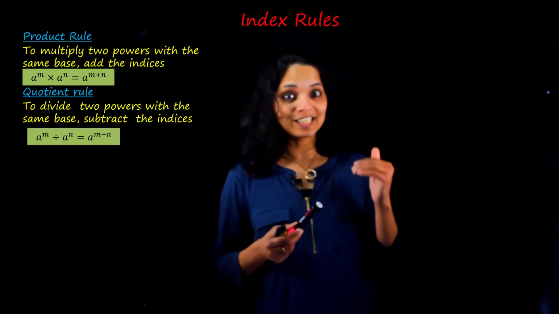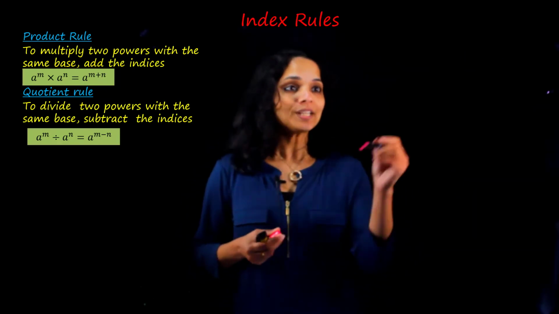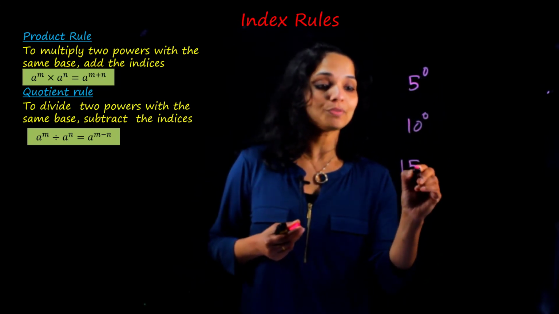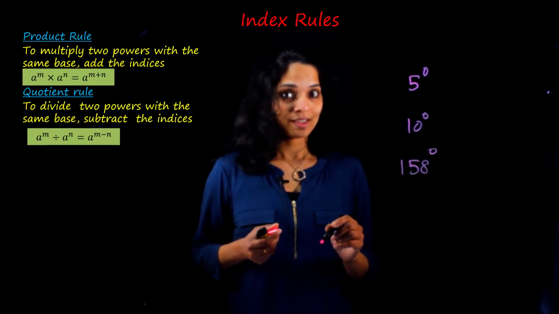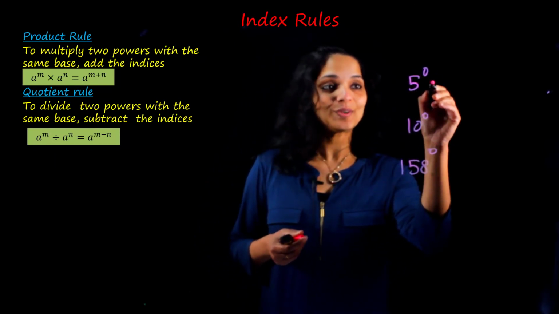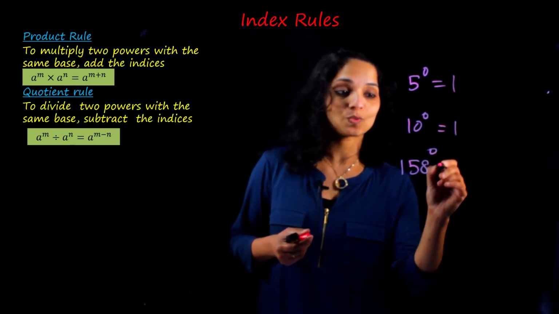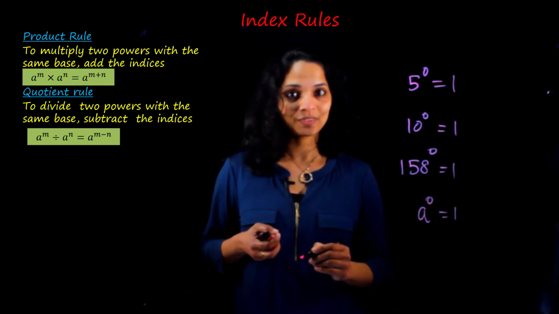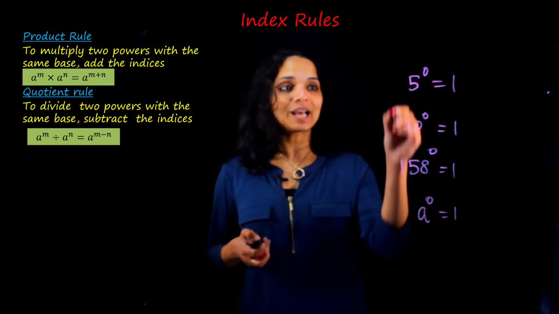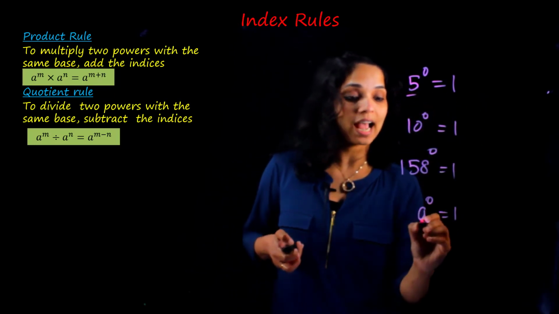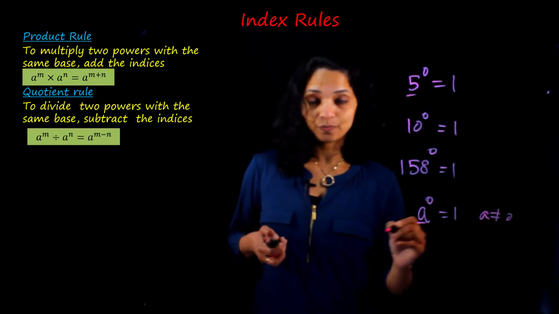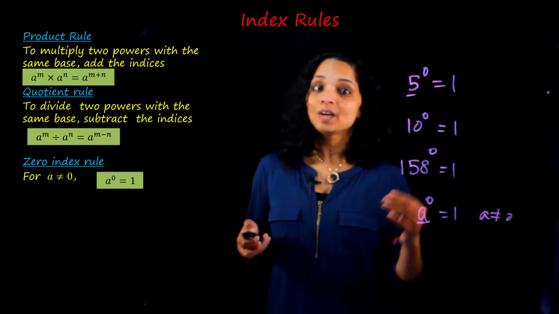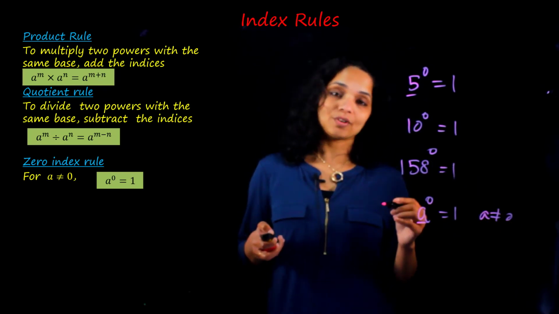Now let's learn the zero index rule, a simple rule. What is 5 to the power 0? What is 10 to the power 0? What is 158 to the power 0? If the power is 0, you can simply write the answer as 1. In general, we can write it as 8 to the power 0 equals 1. That's the zero index rule for any number. The only condition is that a should not be equal to 0. So this is the simple zero index rule: for any a not equal to 0, a to the power 0 equals 1.